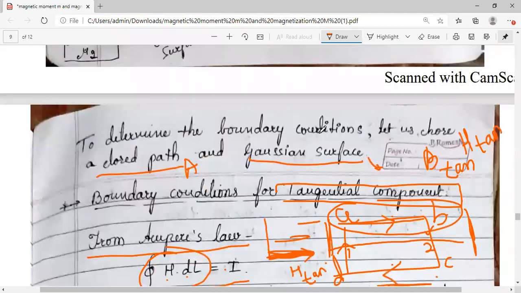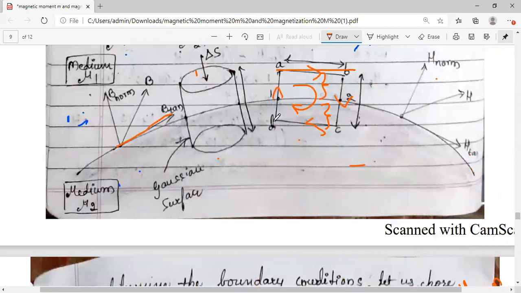Because if you observe this figure, these AB and CD lines of this loop are far from the boundary. The boundary is here. This line is at some distance. This line is at some distance. What I am trying to do is bring these AB and CD lines near to the boundary, because I want to find the boundary conditions. So what will happen when I shrink my height to 0? That is, delta H tends to 0.